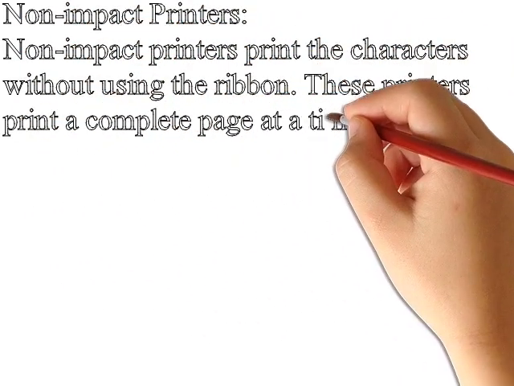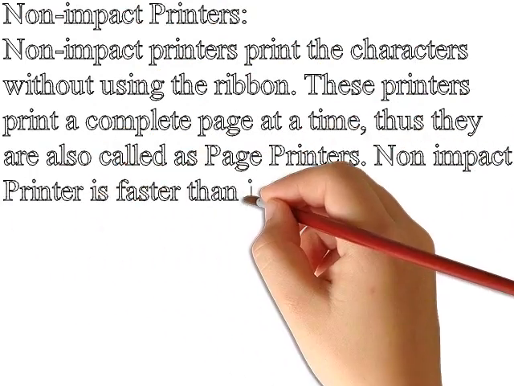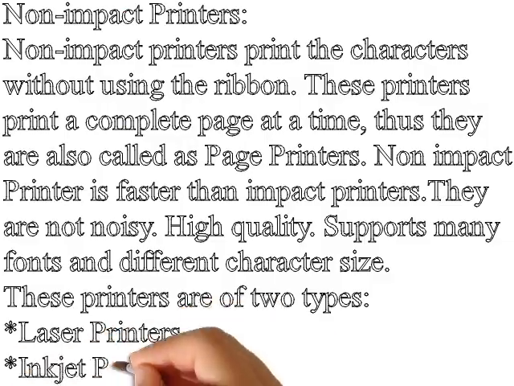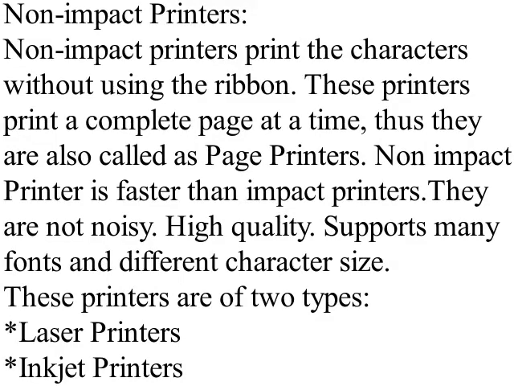Non-impact printers. Non-impact printers print the characters without using the ribbon. These printers print a complete page at a time, thus they are called page printers. Non-impact printers are faster than impact printers. They are not noisy, give high quality, and support many fonts and different character sizes. These are of two types: laser printer and inkjet printer.